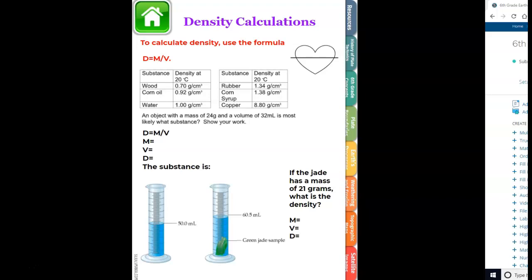If I want to find the volume of just the jade, I have to subtract out the volume of the water. So 60.5 minus 50 to get my volume. Once you have your volume, you have your mass, and you can solve for density. So these are some of the concepts that you need to know from 6th grade, and they will all be on our test on Friday.